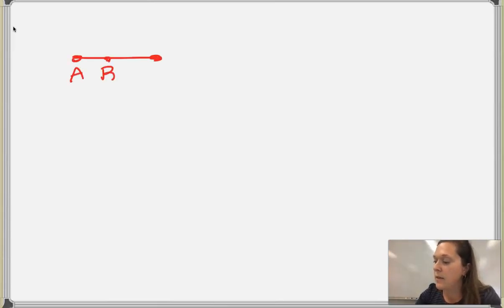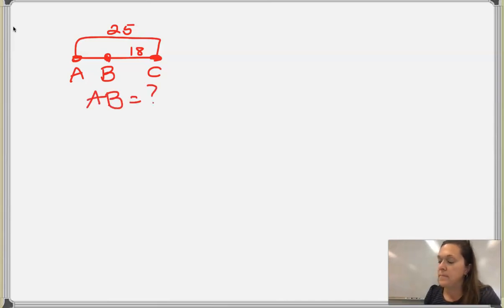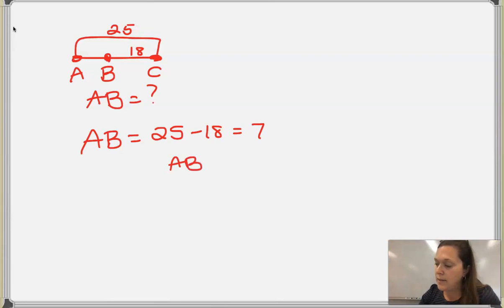A, B, C. A to C is 25. B to C is, let's go with 18. What's the length of AB? Hopefully what you did is you took 25 and subtracted 18 from that and got an answer of 7. So AB is equal to 7.